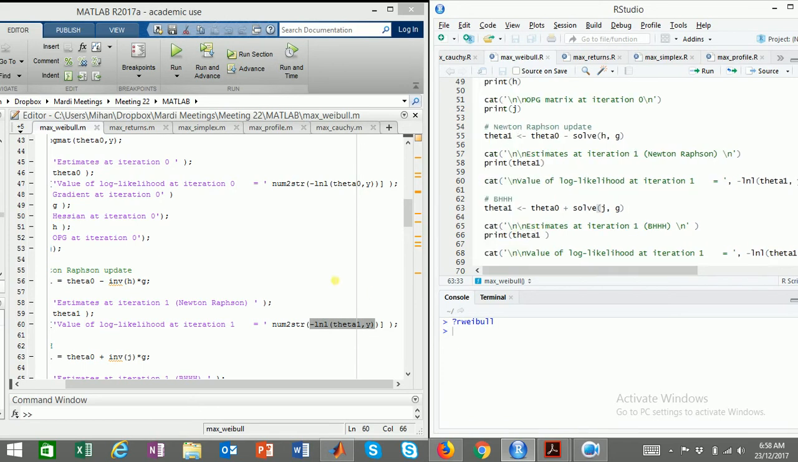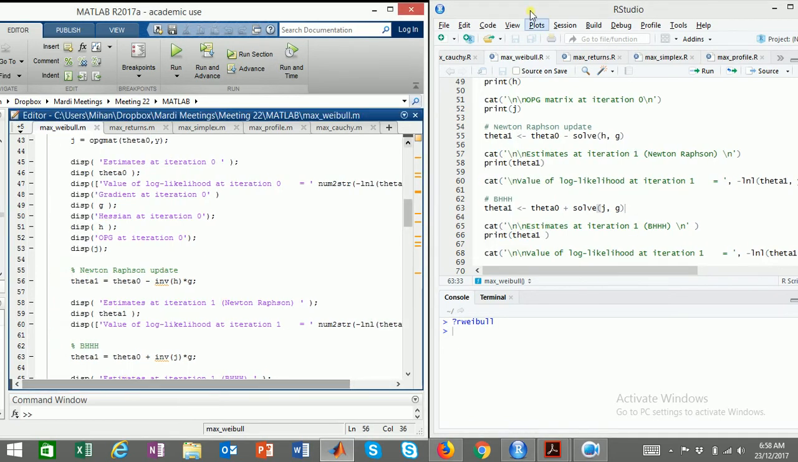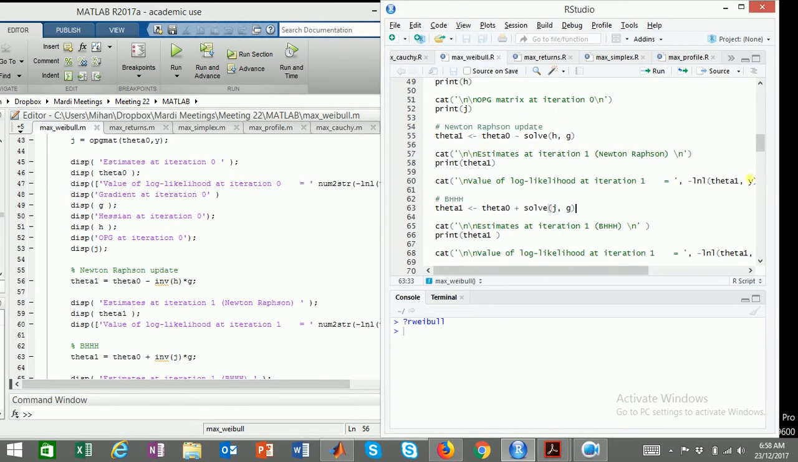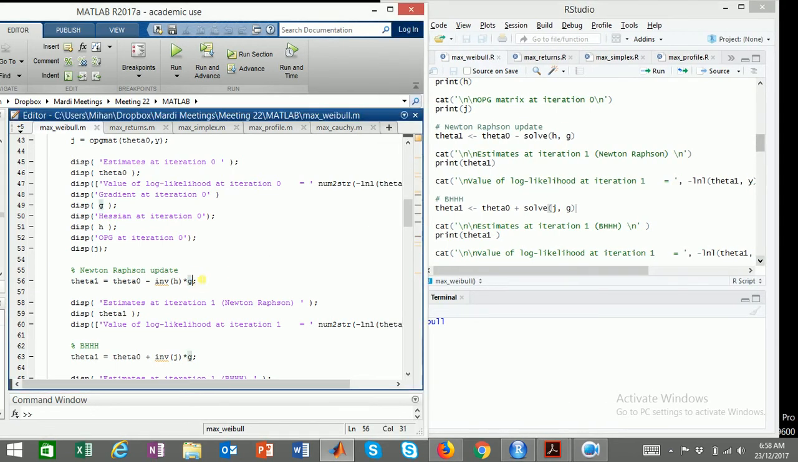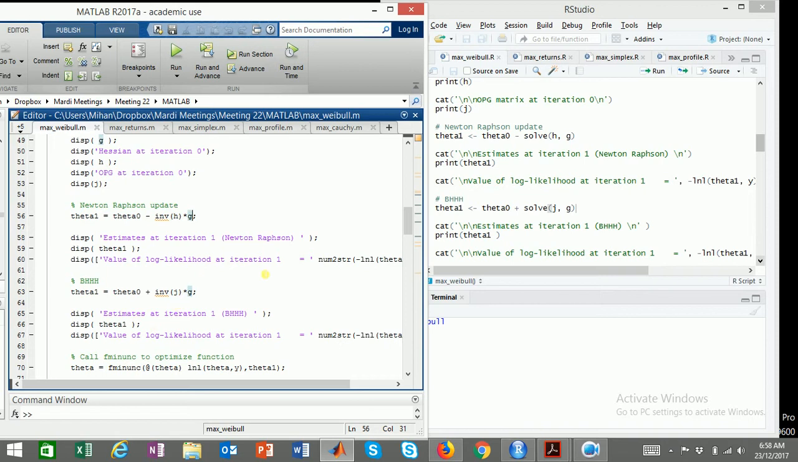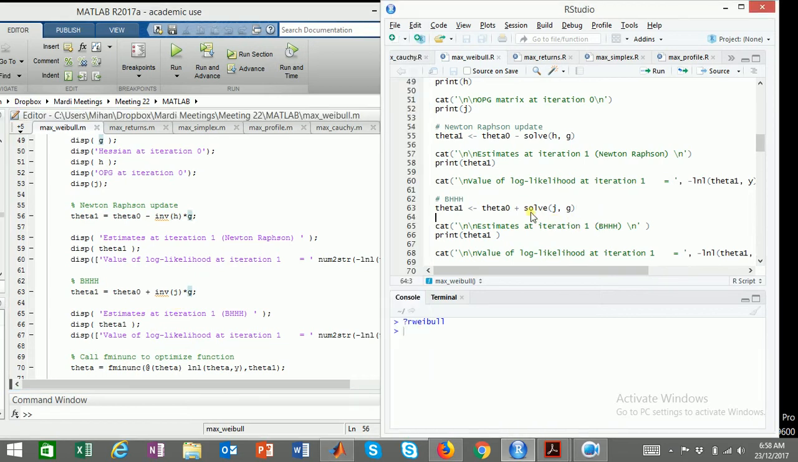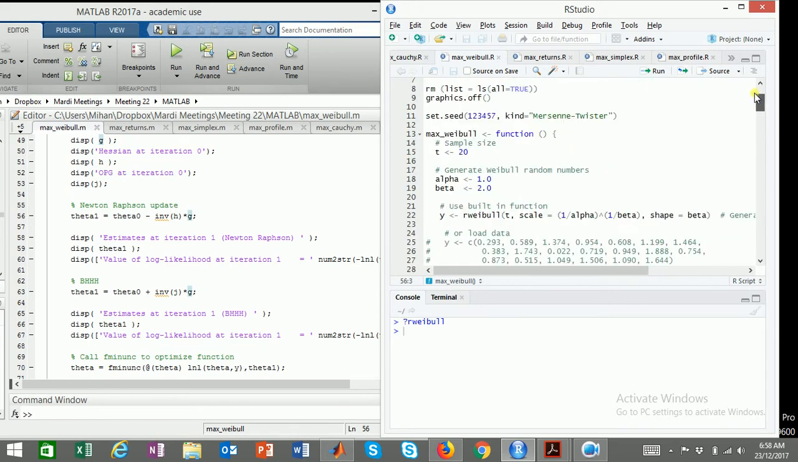Okay. Then the BHHH algorithm. For the BHHH algorithm, theta 1 equals theta naught. So we are just changing the algorithm. Solve GJ, solve. Okay, the solver function, instead of the inverse we are using the solver function that we have called before. You see, solve.